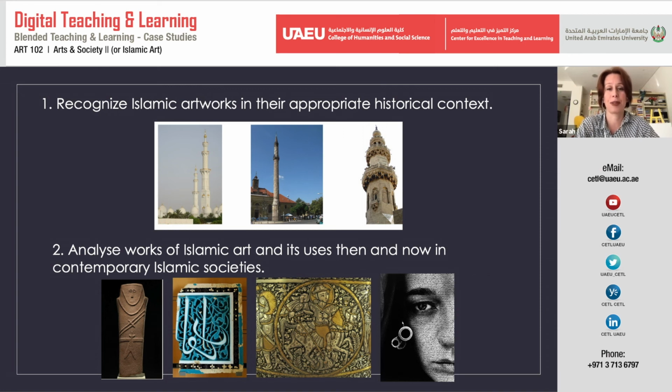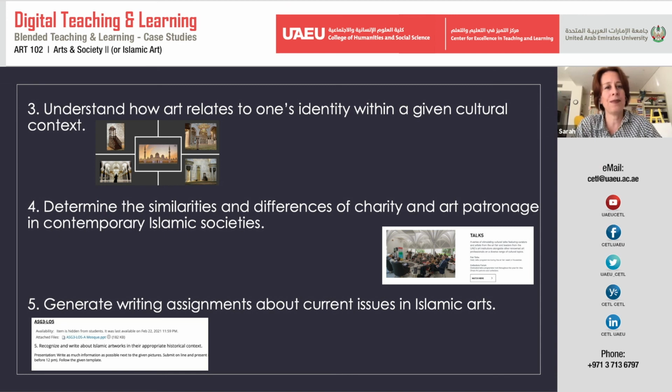I put some pictures just to remind myself of the activity I do. The first one is recognize Islamic artwork in the appropriate historical context. Then, analyze work of Islamic art and its use then and now in contemporary Islamic societies. As you can see, the pictures start from prehistoric art and get to modern art. And number 3 is understand how art relates to one's identity within a given cultural context.